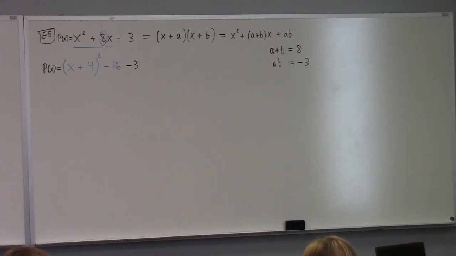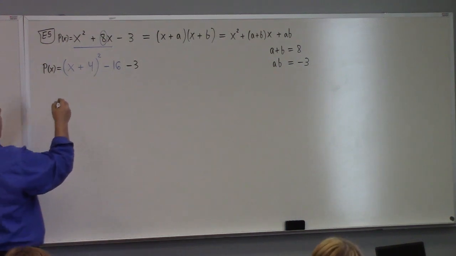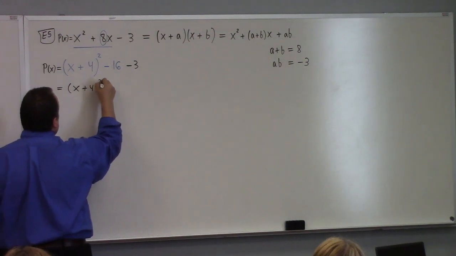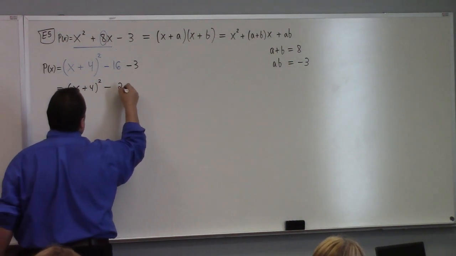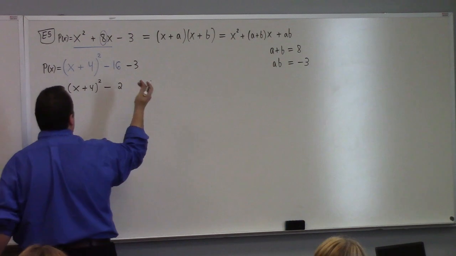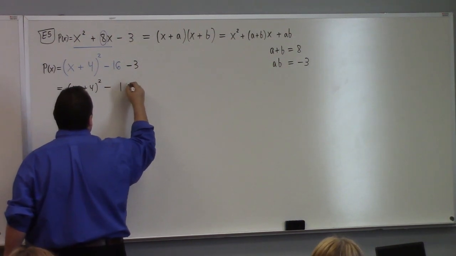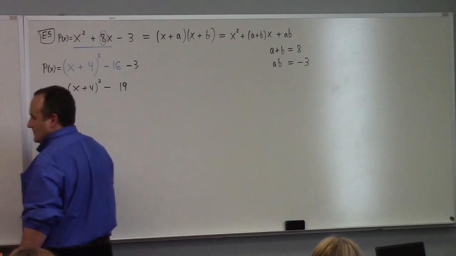Then what can I do? Let me just rewrite it a little bit neater. That is x plus 4, quantity squared, minus, wait, I was about to say 29 because I'm an idiot. What is that?